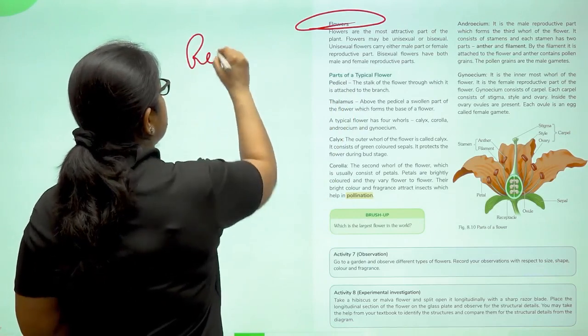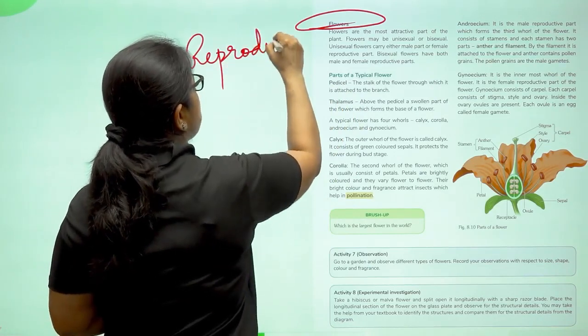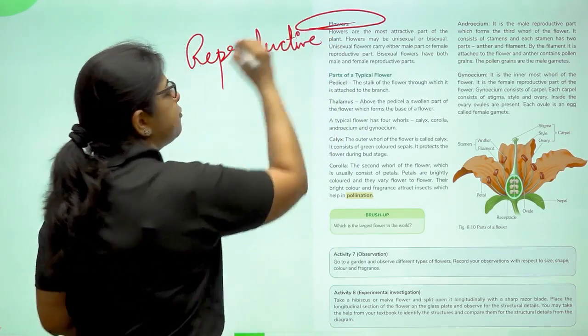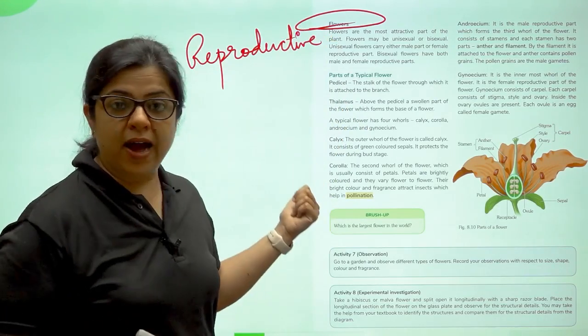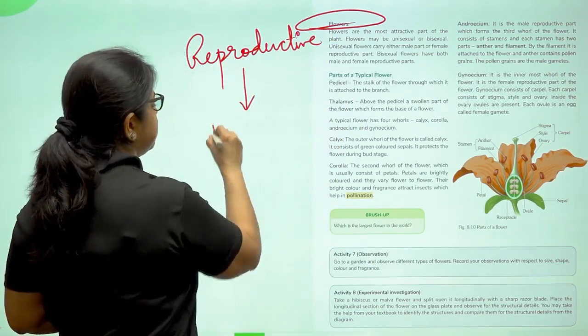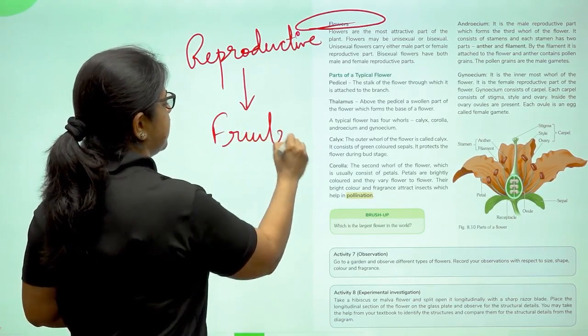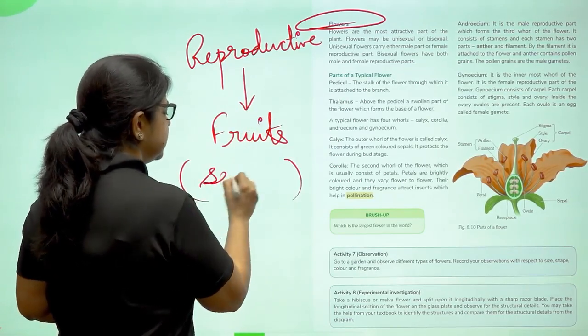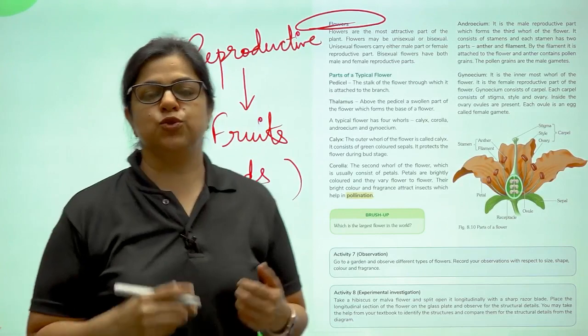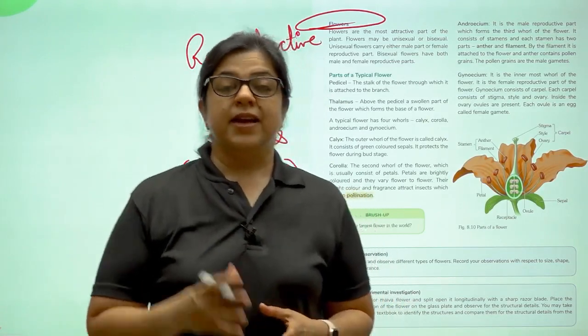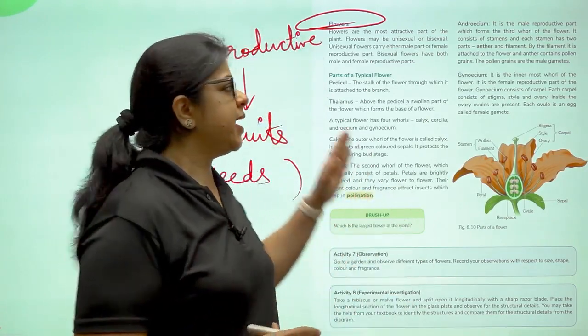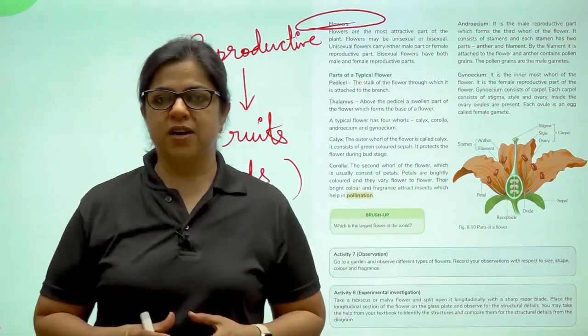Now children, let's move on to the next important part of the plant, which is flowers. So the flowers are the reproductive organ of the plant. Why? Because flowers develop into fruits and fruits contain the seeds that will give rise to the new plant. Let us watch a video to understand the structure of the flowers.